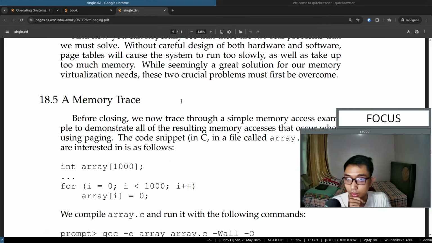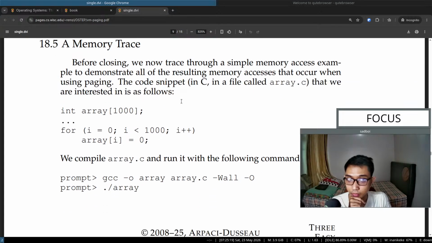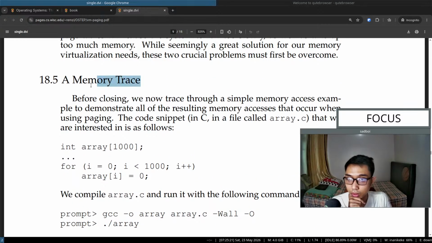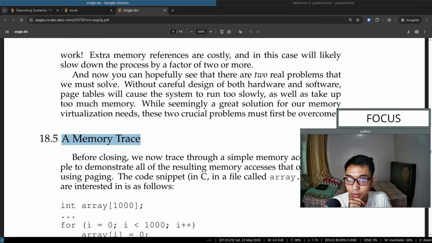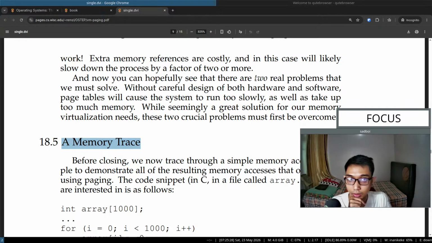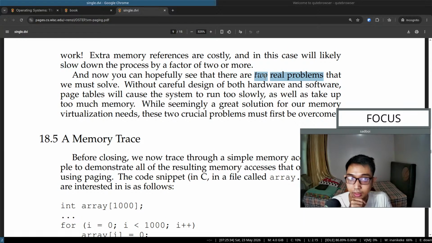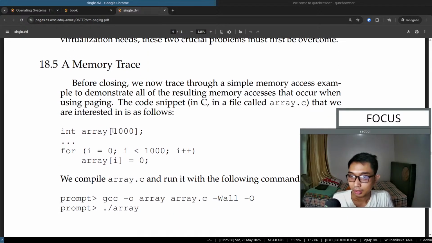Alright, well, I guess we will continue this on the next session. I will try to figure this out off stream, I guess. Yeah, we will continue this on the next session about memory trace. So that's it for now.